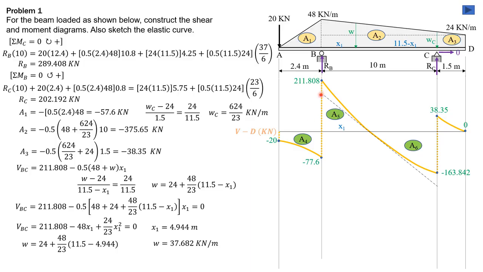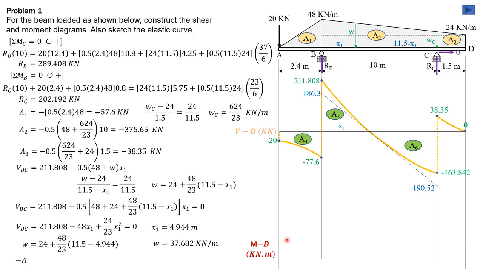To compute the ordinate of the vertical here, it is simply slope times x sub 1. So 37.682 times x sub 1, 4.944, we get 186.3. Likewise, slope 37.682 times this distance, which is 10 minus x sub 1, 10 minus 4.944 is 5.056. So that's why it is negative 190.52. Again, 37.682, this is supposedly negative, times 5.056 is negative 190.52.